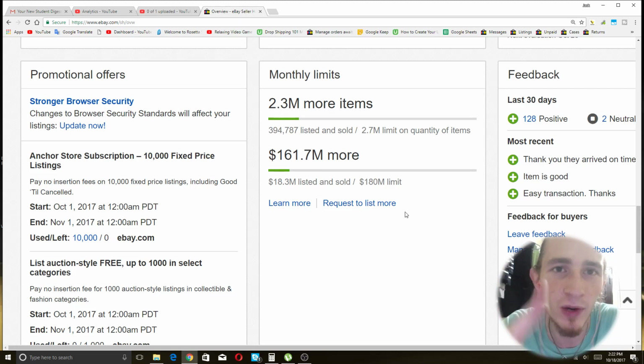You're going to have to pay for that one listing every 30 days. But you set the default quantity to something like 100. That one listing will take up 100 items and 100 times whatever the dollar cost is in your account limits. So that's a really easy way to fluff your account limits so that you can get an increase.